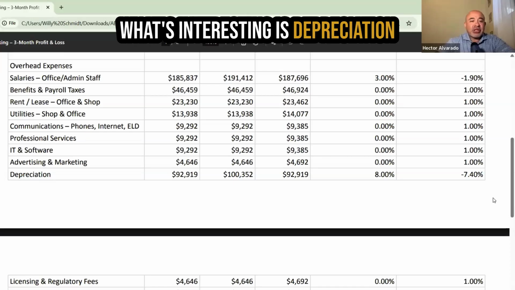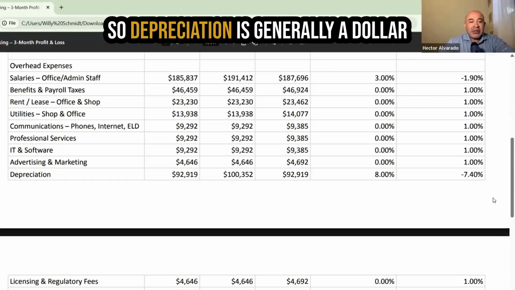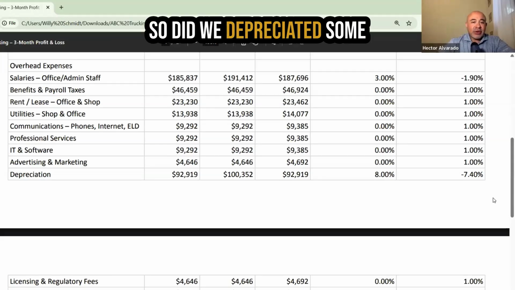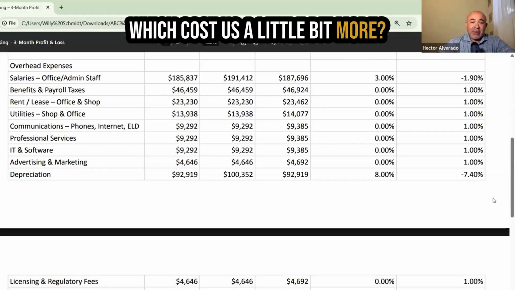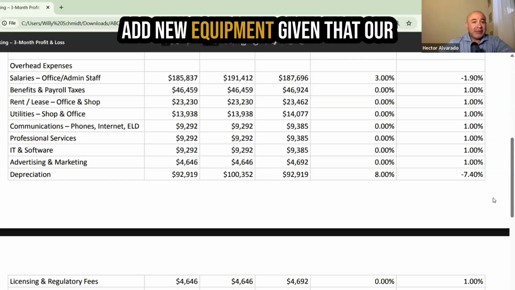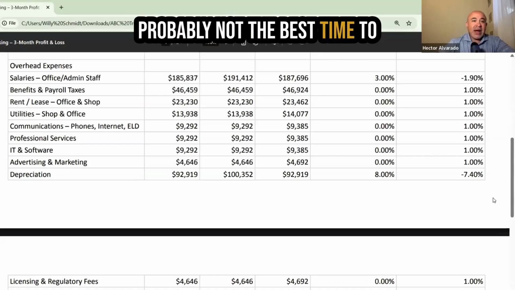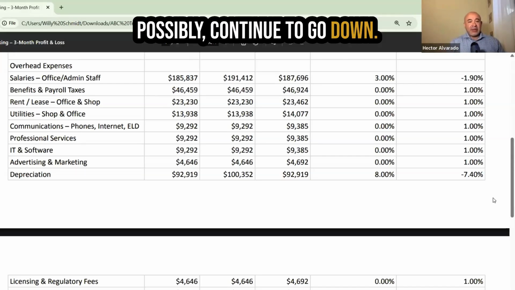What's interesting is depreciation went up a little bit here. Yeah. So depreciation is generally a dollar amount that goes into your assets. So we depreciated some more of our assets that month, which cost us a little bit more. Maybe it was the wrong month to add new equipment. Given that our volume of revenue came down, probably not the best time to be adding some new equipment. Possibly. Continue to go down, Willie.